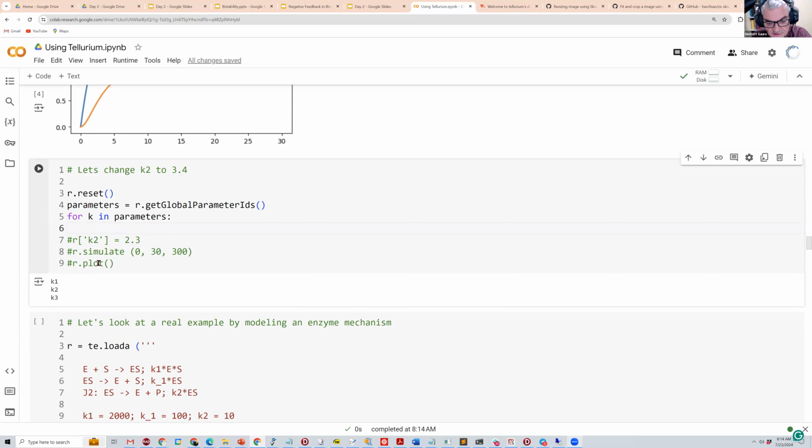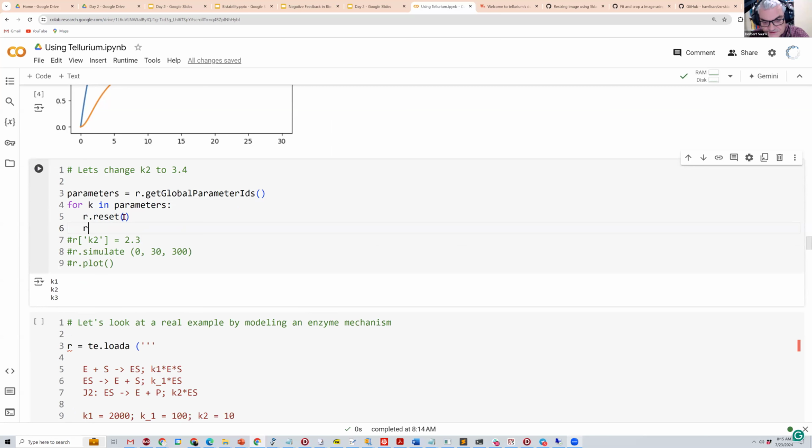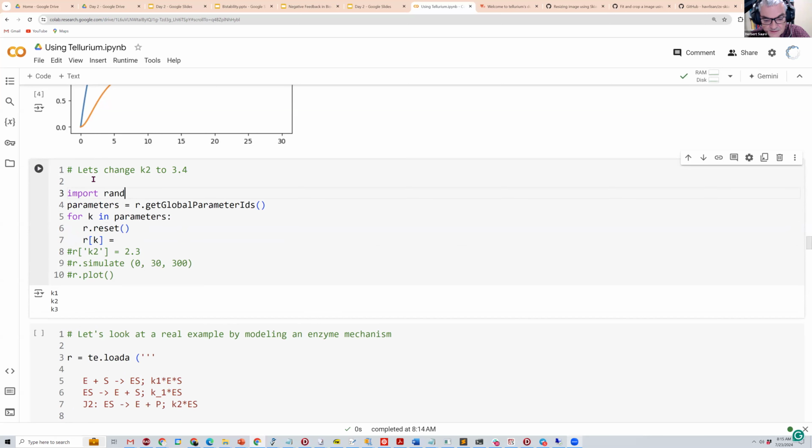So what I'll do now is I can do this. Let's do a reset. Right, I don't need to do the reset up here. Do the reset in the loop. And then I'm going to set that parameter, let's say, to some random number. So let's bring in the random number package. Random. That'll return a number between 0 and 1. Now let's say I wanted a random number though between 0 and 10. All I do is multiply by 10. Okay. So that'll now randomize that parameter K.